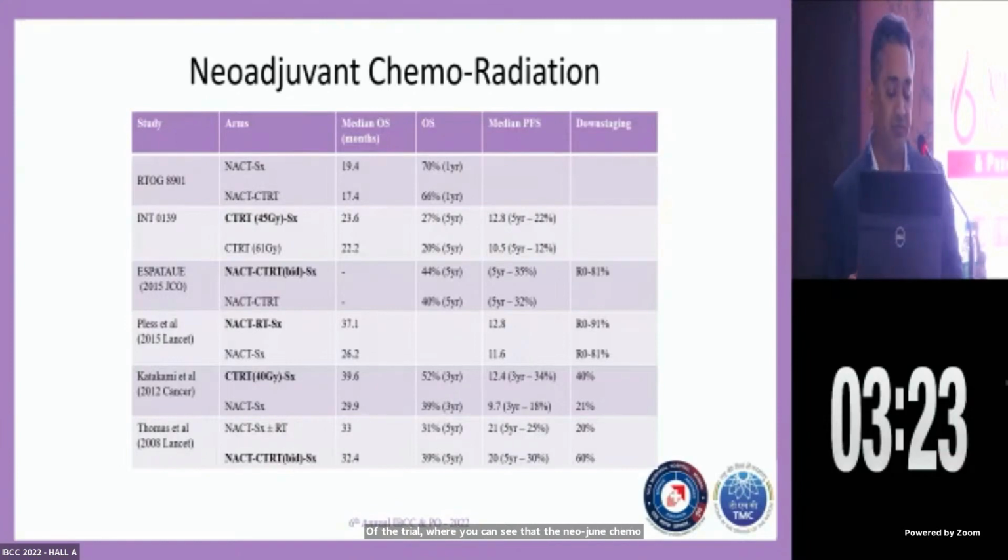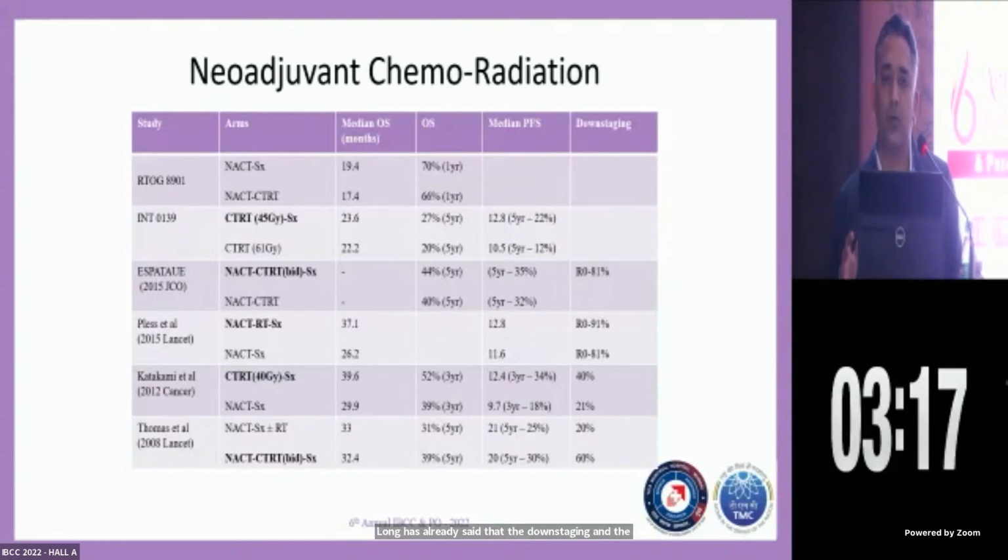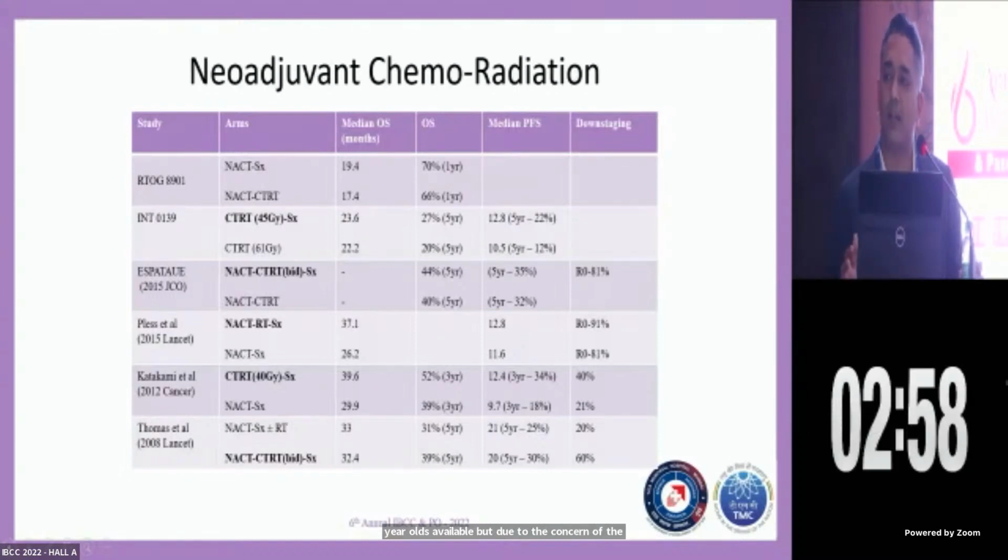As Dr. Dolong has already said, downstaging and pathological complete response are important surrogate markers for improved overall survival. If you see the neoadjuvant chemoradiation therapy trials, the pathological complete response rates were in the extent of 20 to 40%, and they have all improved the 5-year overall survival. But due to the concern of radiation therapy affecting the surgical plane, they are not very popular as far as neoadjuvant chemoradiation therapy followed by surgery. But it depends upon institute to institute.